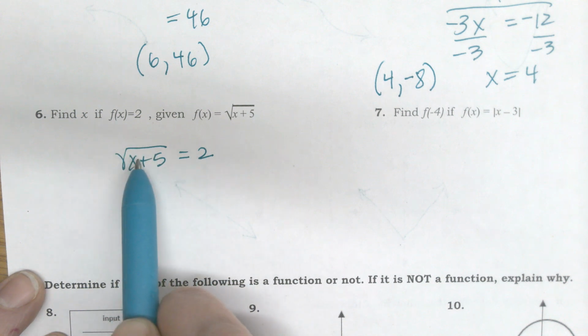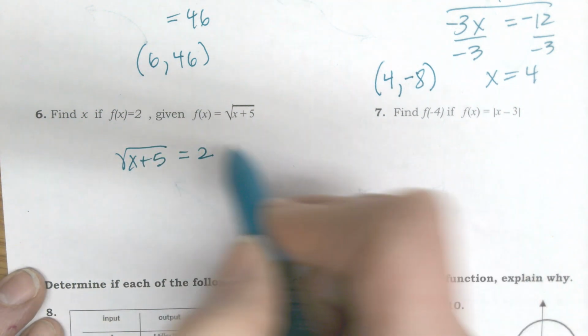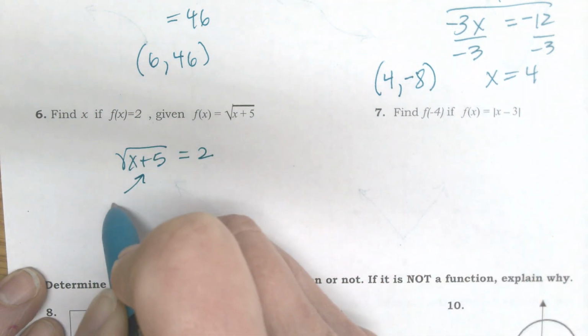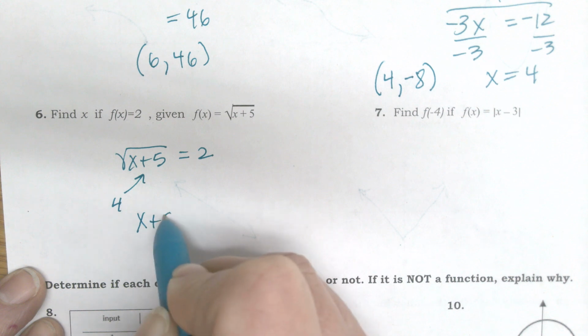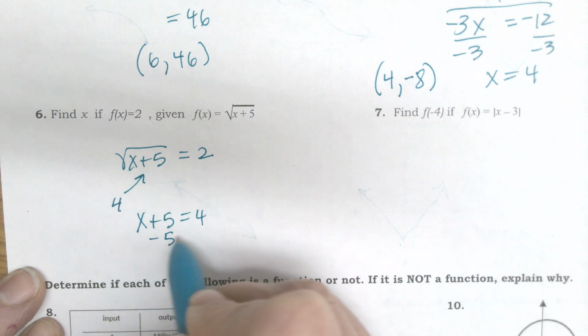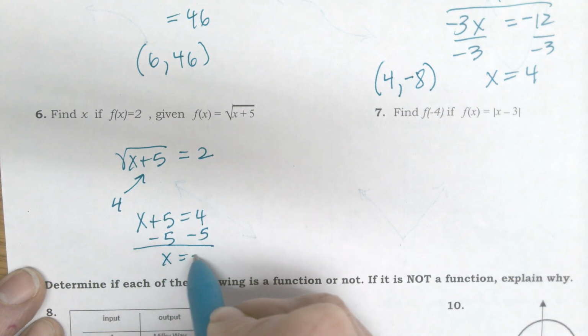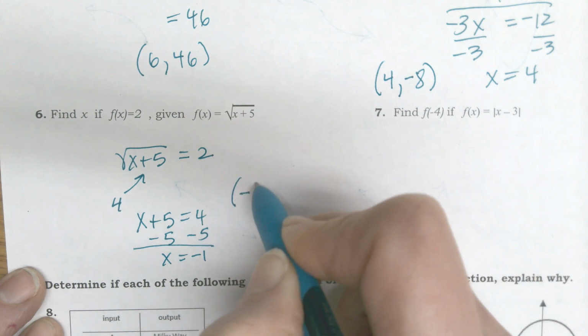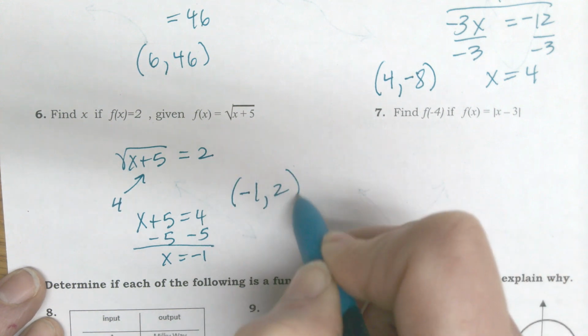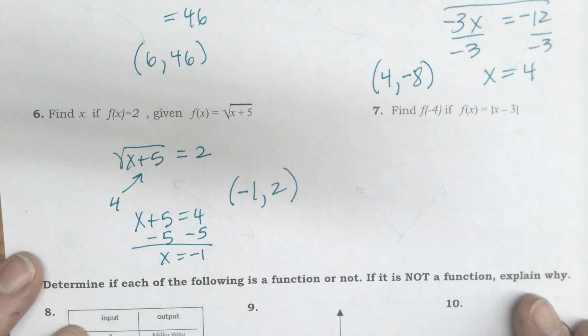So the square root of what is 2, and the square root of 4 is 2. That means this in here must be 4. So I say x plus 5 equals 4. So I'll subtract 5, and I get -1. So again, an input of -1 would produce an output of 2. Don't forget to do your ordered pairs.